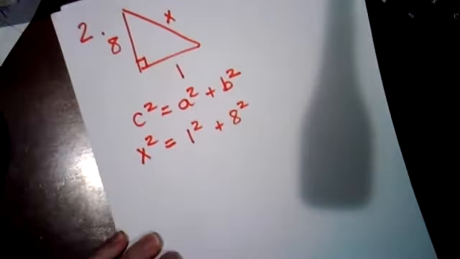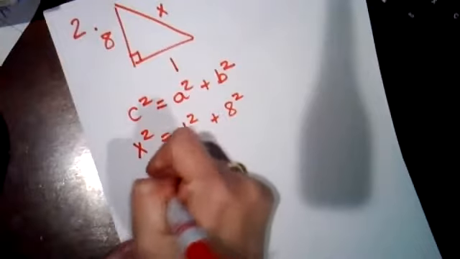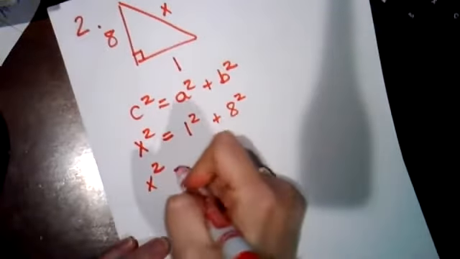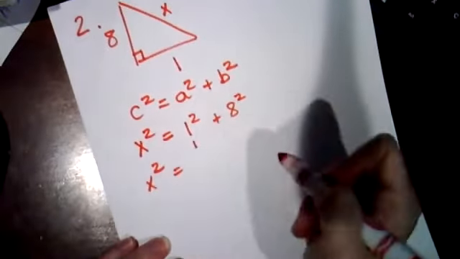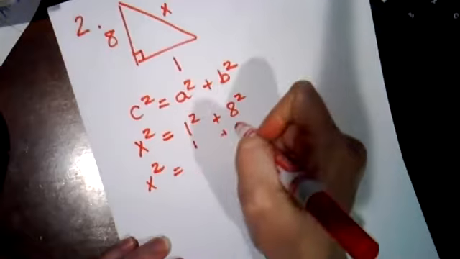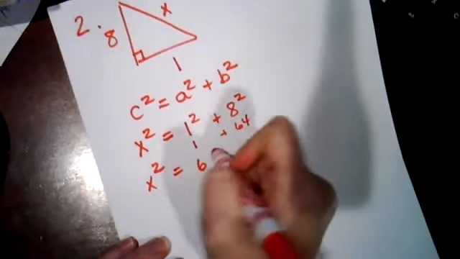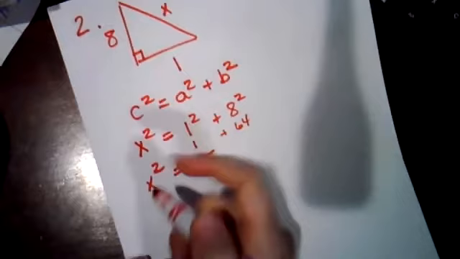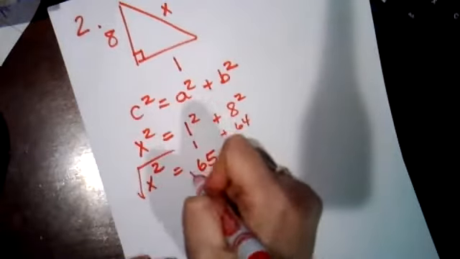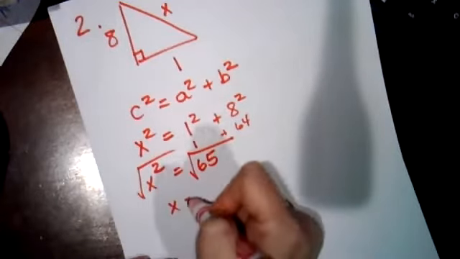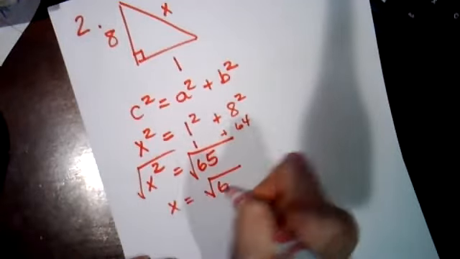Okay, so then we keep writing x squared equals, what is 1 squared? Well, that's 1. What is 8 squared? That's 64. And so this is 65, right? Okay, so we want to just find x. So x is the square root of 65.